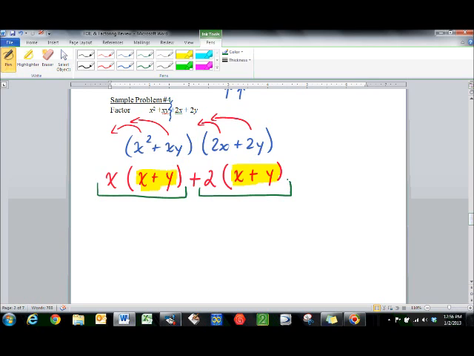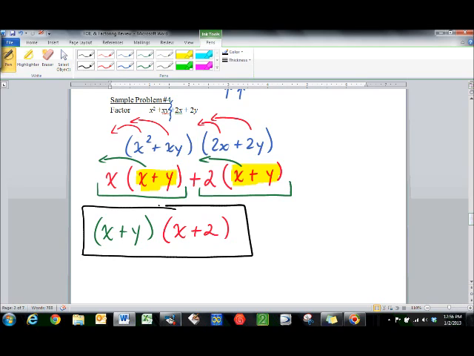So if I'm looking at these two terms as a whole, they have a common factor that can be factored out. I can actually factor out the x plus y. When I factor out x plus y from the first one, I'm left with simply this x. When I factor out x plus y from the second term, I'm left with this positive 2, and then I am left with these two binomials, which represent the factored form of the original term.